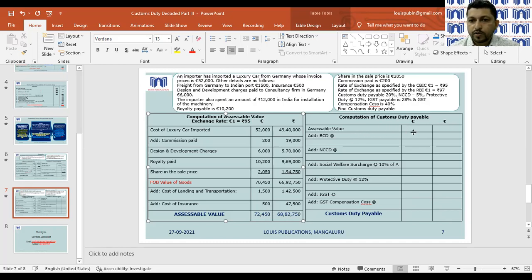Now, computation of customs duty payable. First, as usual, I record the assessable value. 68,82,750 is recorded in the assessable value column. Then what is mentioned? Customs duty payable at 20% is given. So BCD at 20% is given. So we will calculate 68,82,750 into 20%.